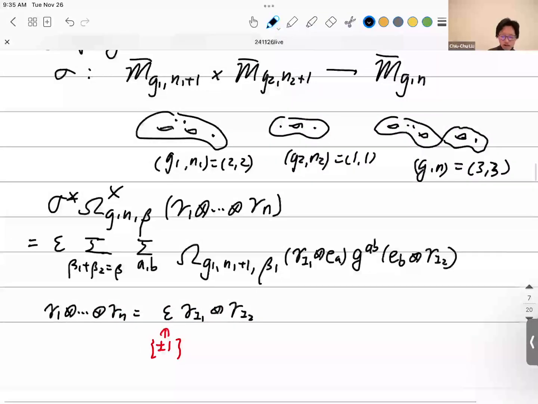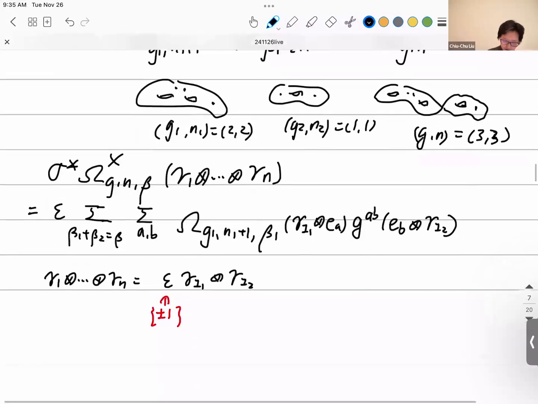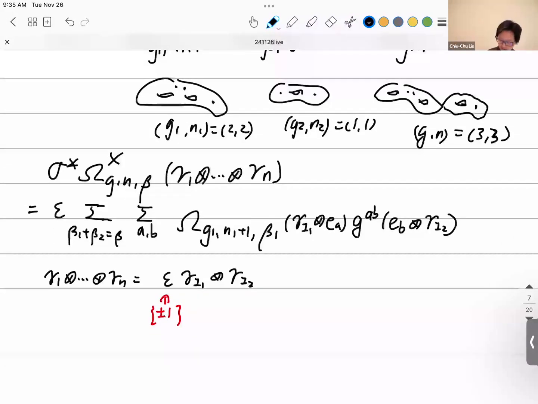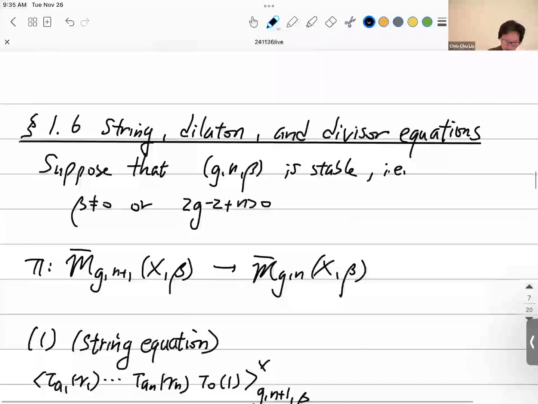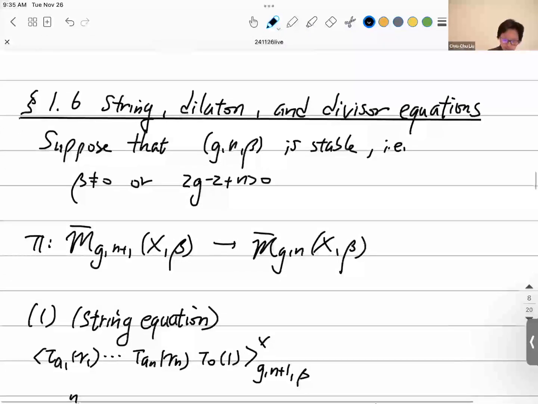Okay, so these are the axioms for ancestor Gromov-Witten invariants. So next I will discuss the axioms for descendant Gromov-Witten invariants.